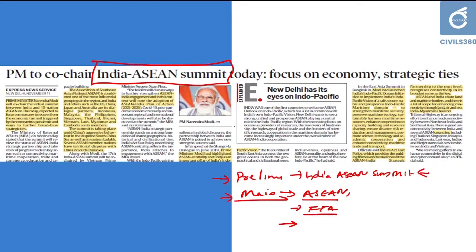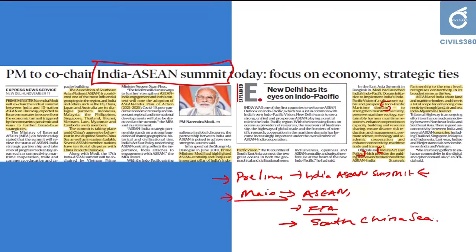And again, you need to identify Indo-Pacific Maritime Domain. You read about Indo-Pacific Maritime Domain. Go through that. And the next one is India's Act East policy. Identify what is India's Act East policy. That is very important. Then you should also go for the strategic interest of South China Sea.